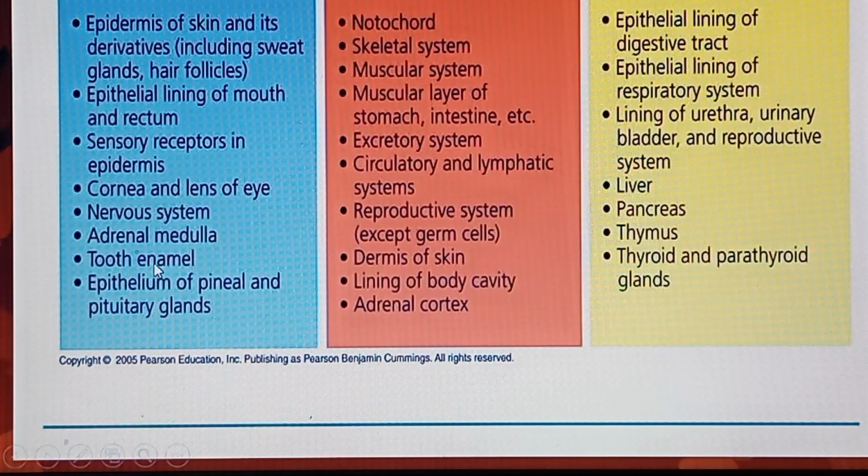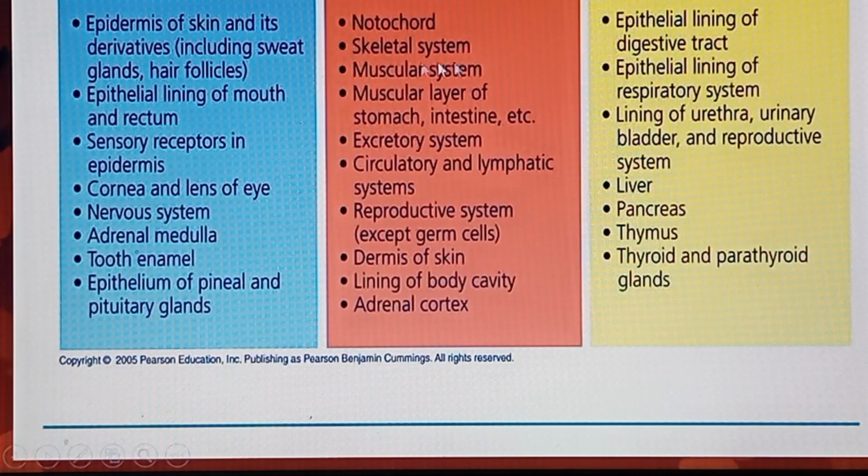Okay, that is what we see, and we know that of course the enamel will be secreted by these cells. We call them odontoblasts. And then actually ameloblasts. Then we talk about the epithelium of the pineal and of course the pituitary gland also, which will all be ectodermal in origin.